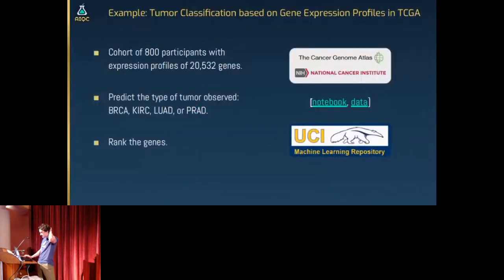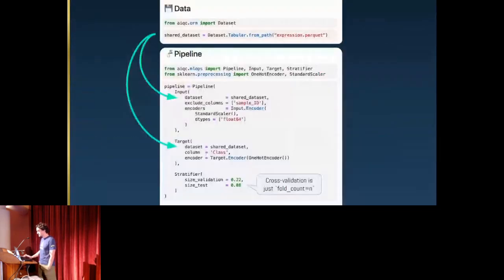So first, we're going to look at some pretty clean data that got leaked out from TCGA. It's on the UCI repository, which is like the go-to place for machine learning data sets. We will have a matrix of 20,000 genes, and we're going to try to classify the type of tumor and then rank the genes that are driving those tumors.